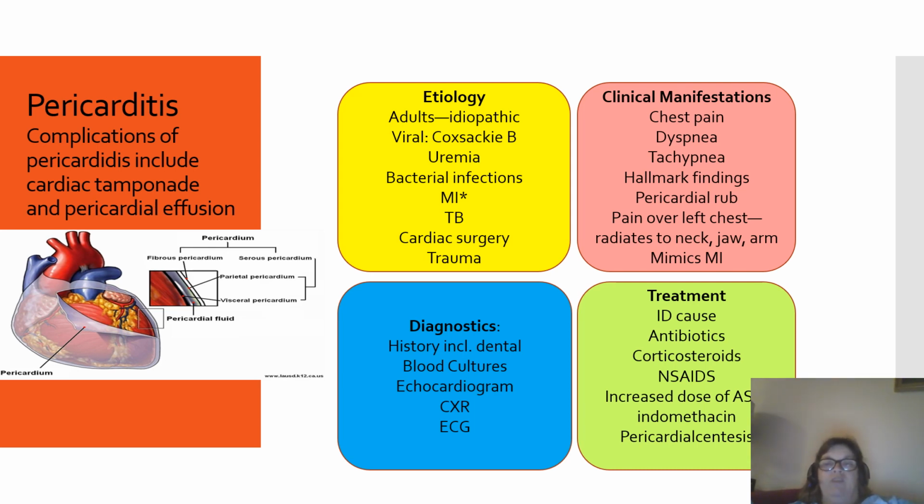Clinical manifestations: they present like they're having an MI, so they're having chest pain, they're having shortness of breath, they can be tachypneic. Hallmark finding is the pericardial rub, pain over the left chest, and it radiates to the neck, the jaw, and the arm. Again, we're going to look at the dental history, but the big thing will be the ECG. They'll have ST elevation globally across all of the leads, sorry.